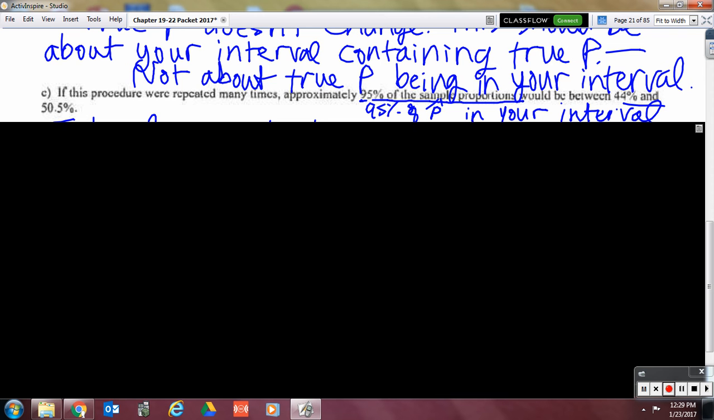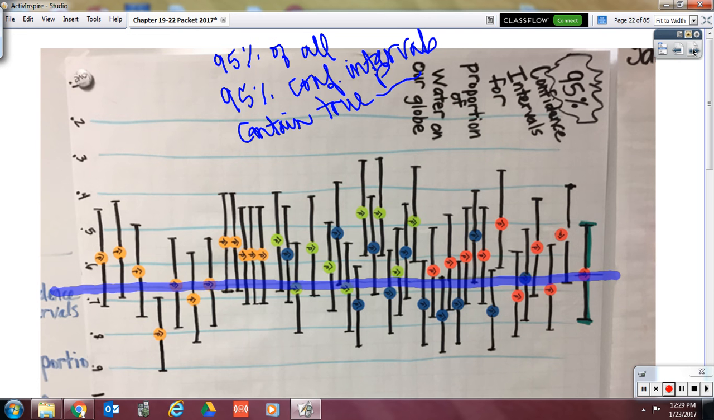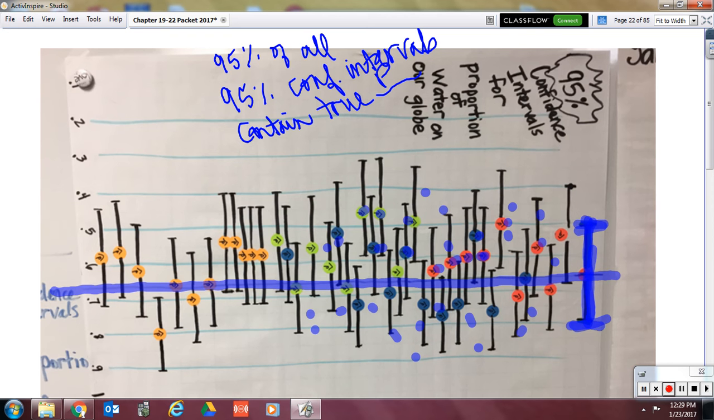Okay, but that's 44 to 55%. So let's look at a picture of it. I have an interval right here. This is the interval that I had made last week. That statement is saying 95% of all of the other P hats, so 95% of all of these other P hats that could possibly be made ever, are falling in my interval. Is that the correct interpretation of a confidence interval? Heck no. Because what if I had been an outlier?